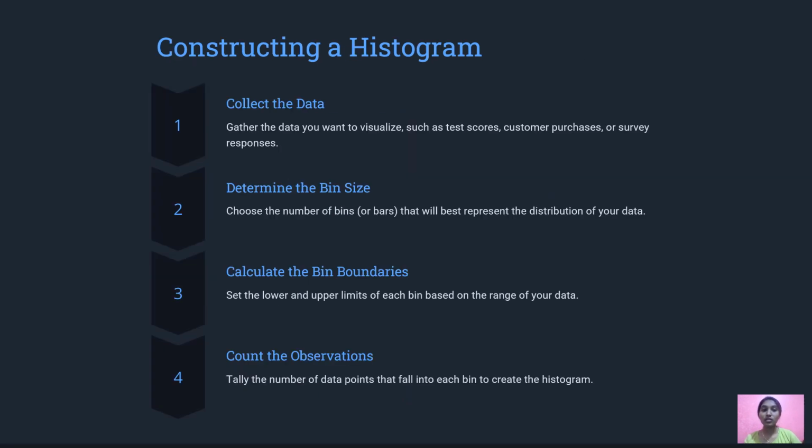Constructing a histogram. To construct a histogram, first we have to collect the data. We gather the data that we want to visualize, such as test scores, customer purchases, or survey responses. These are examples of data. Determine the bin size. Choose the number of bins that will best represent the distribution of your data. Calculate the bin boundaries. Set the lower and upper limits of each bin based on the range of your data. Then count the observations: tally the number of data points that fall into each bin to create the histogram. This is the process of constructing the histogram.